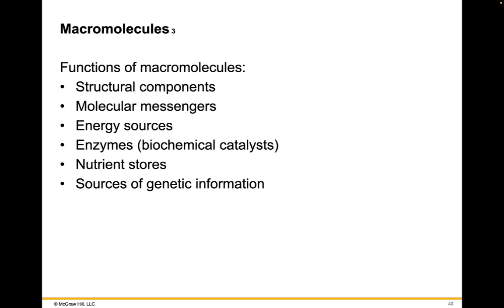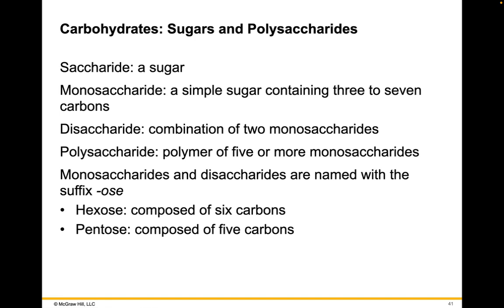So macromolecules, as we mentioned, can be structural or be molecular messengers like our antibodies. They can be energy sources and enzymes, even nutrient stores. We store up the energy, and sources of genetic information.